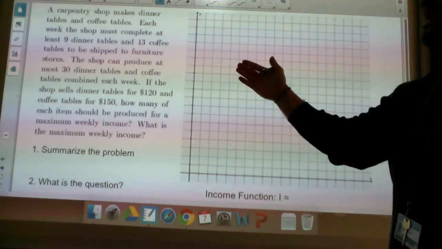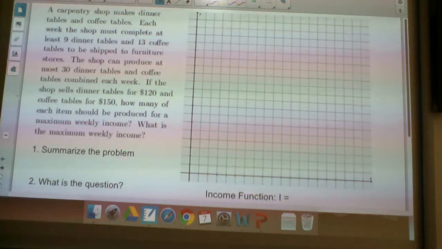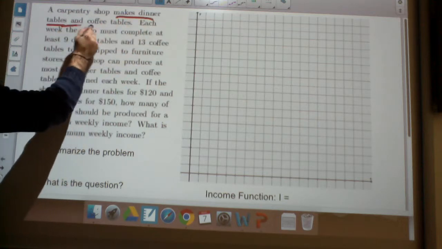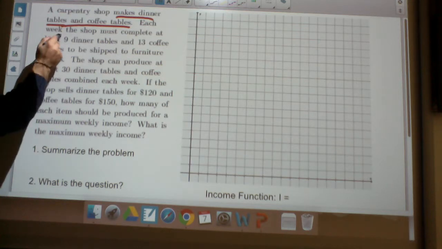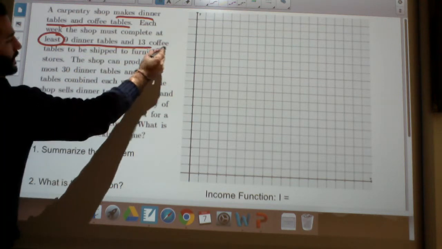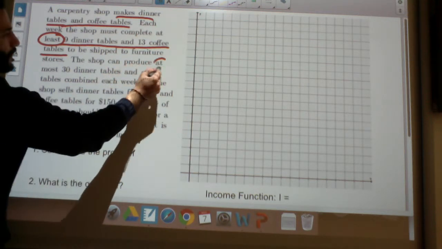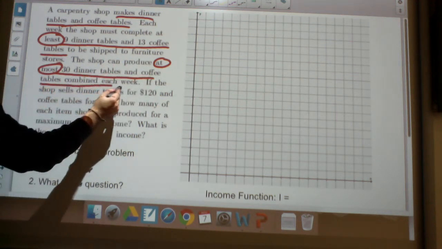As we read, you always want to underline, highlight some important information to get us to fully understand the work problem. So the first thing we have is that a carpentry shop makes dinner tables and coffee tables. So we're working with two things here. We're working with dinner tables and working with coffee tables. Each week, the shop must complete at least, which is a key word here, 9 dinner tables and 13 coffee tables to be shipped to furniture stores. The shop can produce at most 30 dinner tables and coffee tables combined each week.